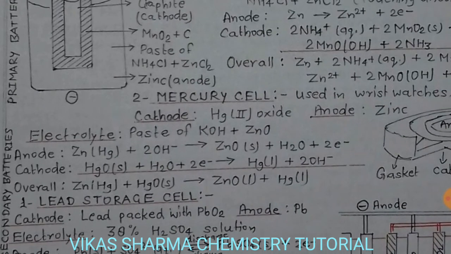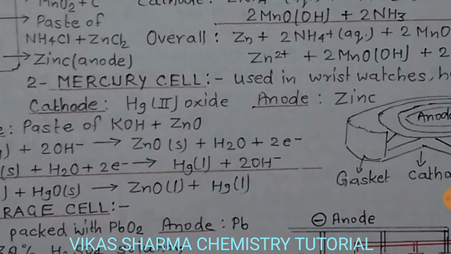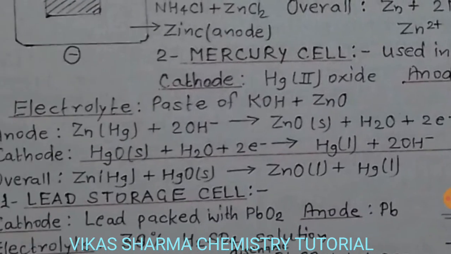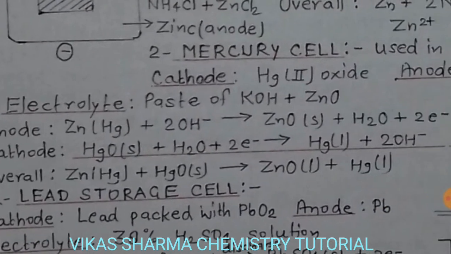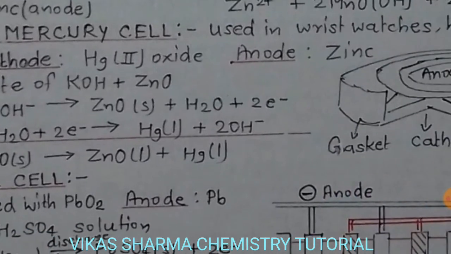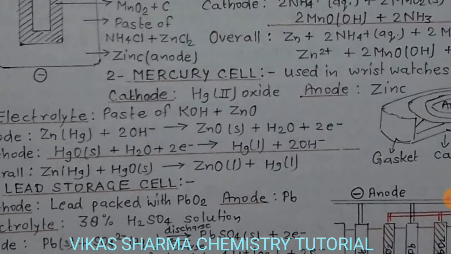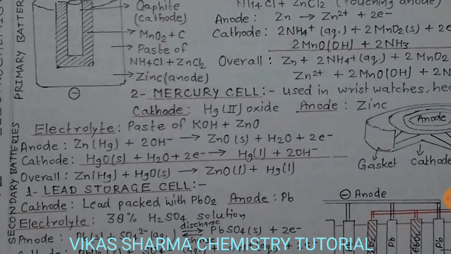At the anode the reaction is zinc amalgam plus hydroxide ion becoming zinc oxide and water, and giving 2 electrons. At the cathode, mercuric oxide and water gain 2 electrons and become liquid mercury and hydroxide ion. These are the overall reactions.